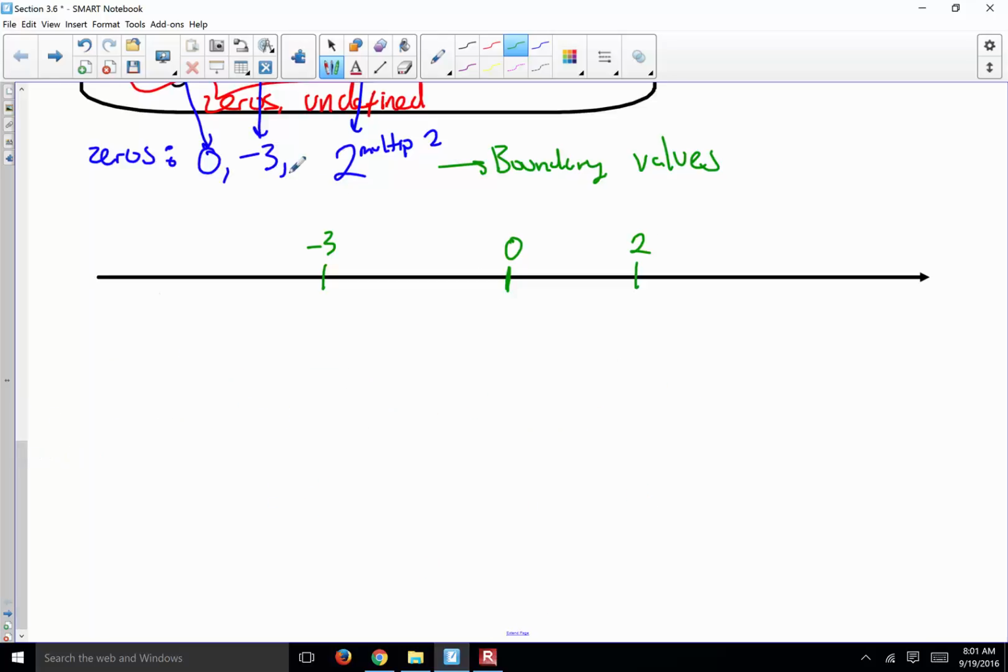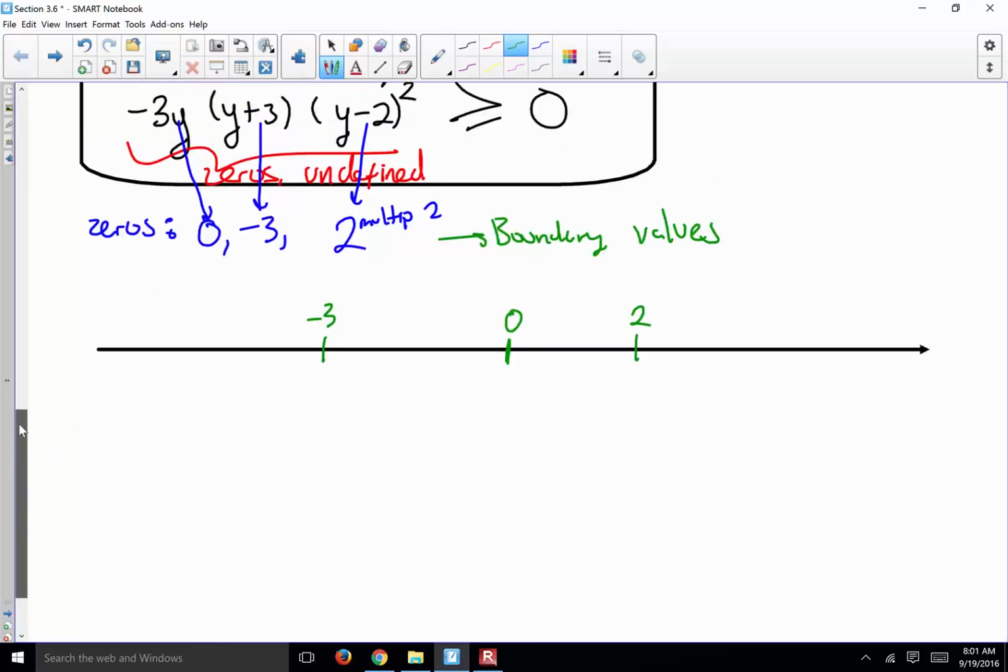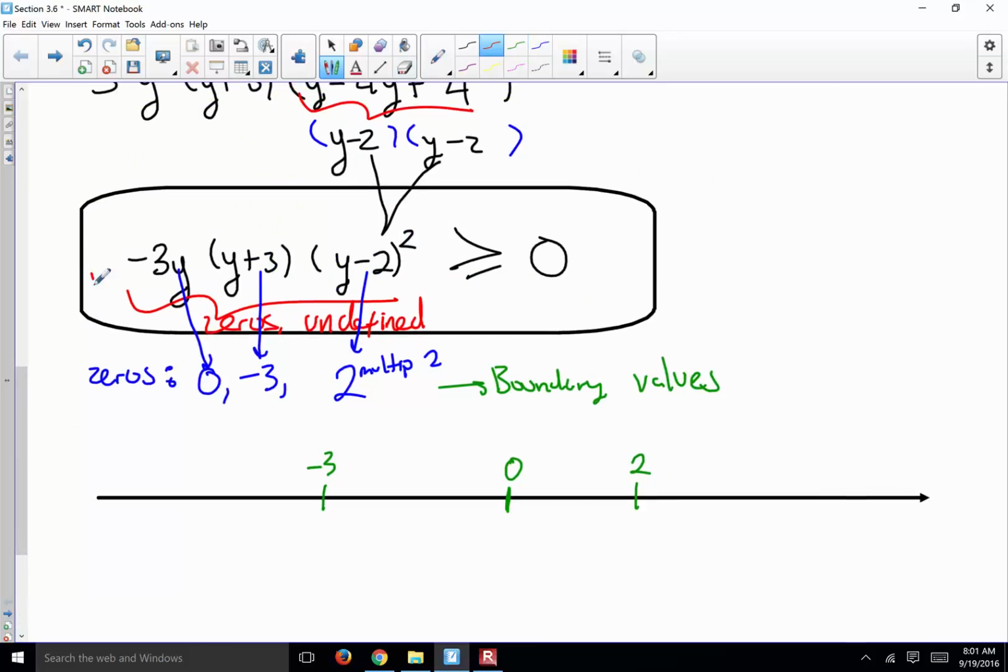Now, I need to just discover, this is your f of x, or f of y. I need to discover the signs of f on each interval. How many intervals do we have here? Here is 1, here is 2, here is 3, here is 4. There are 4 regions.